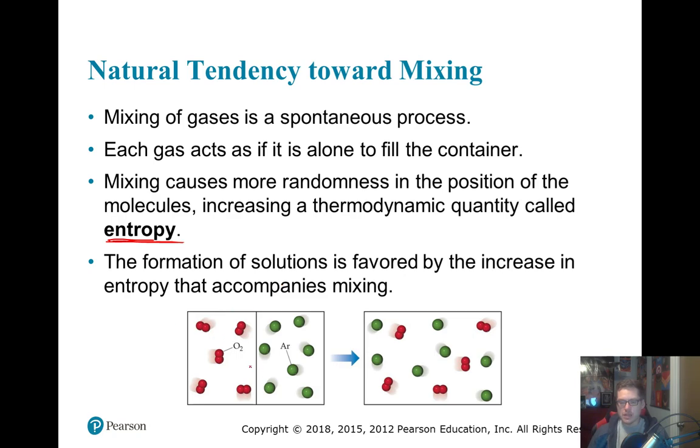In this case, we've got a container with oxygen on one side and argon on the other, and it's very ordered, right? All our oxygen is on the left and all the argon is on the right. If we remove this divider, then it's more disordered. We've got argon and oxygen all mixed up together. So the right-hand side has more entropy, and because it has more entropy, it's a spontaneous mixing process. This is that natural tendency towards mixing, and it's really about gases.